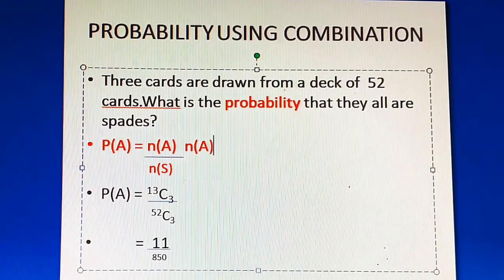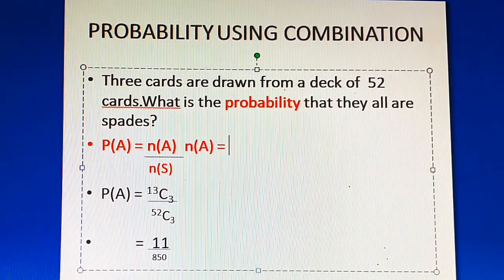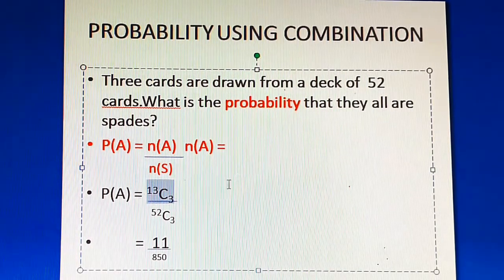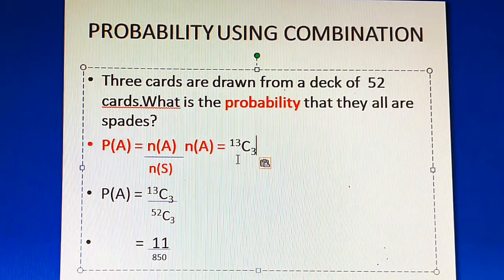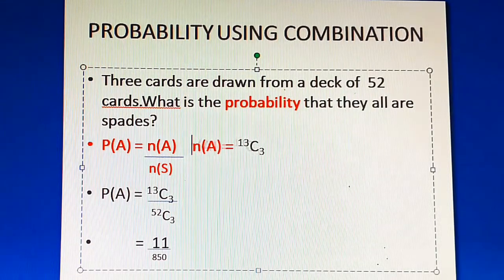So this can be written as, how many spade cards do you have? Actually 13 spade cards. From that you are going to select 3 cards. So your N of A will be 13C3, your favorable outcomes. And then what is the total possible outcome? Your N of S.